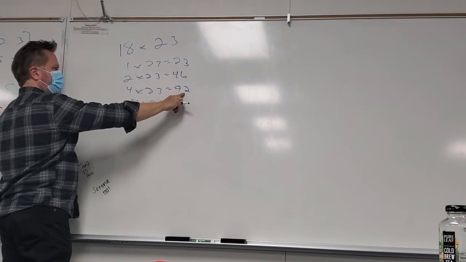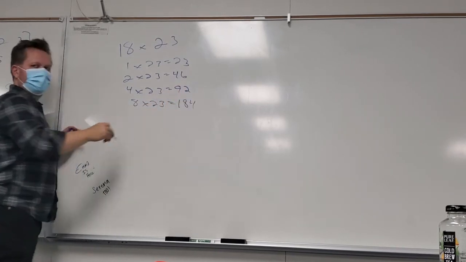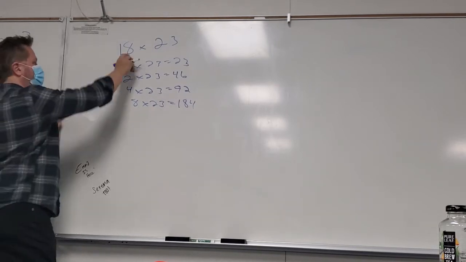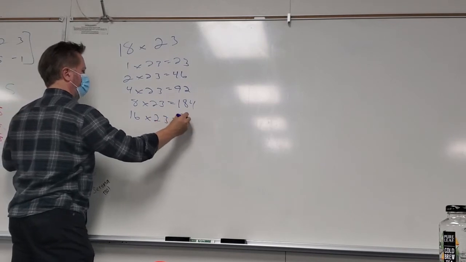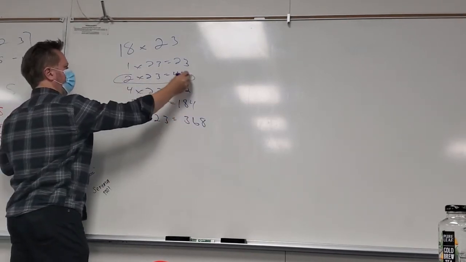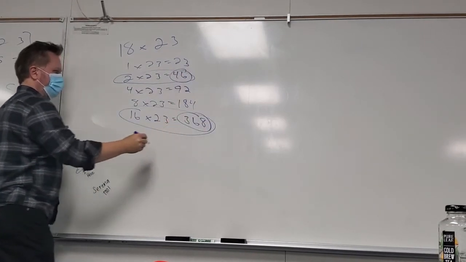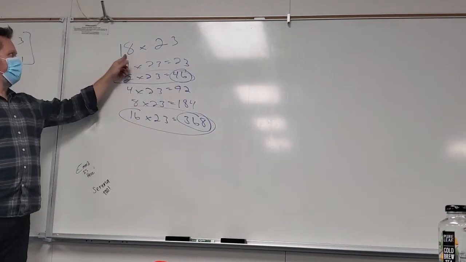So I'm going to double this. Double, double. All right. You with me so far? And I'm doing 18, so by the time I get to 16, I want to stop. But how do I make 18? Isn't 18 2 plus 16? So then 46 plus 368 is the answer. 2 of these plus 16 of these is 18 of these, yes?